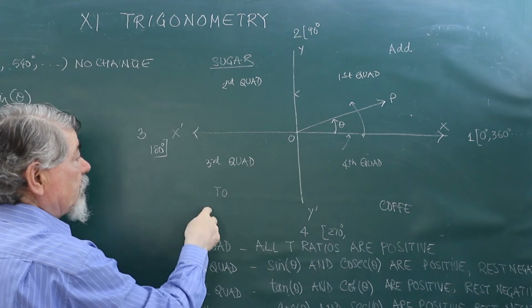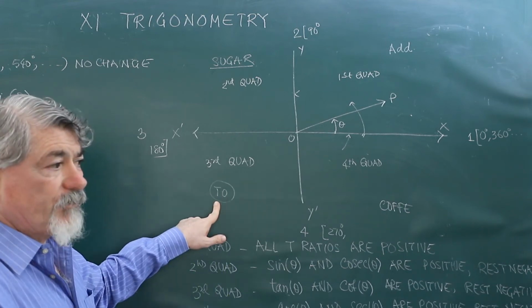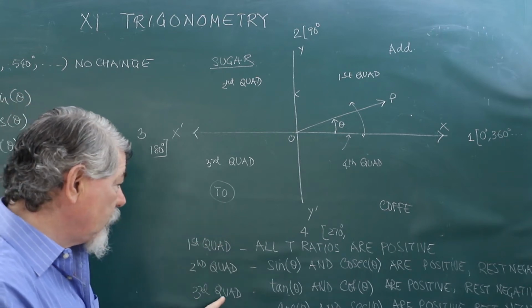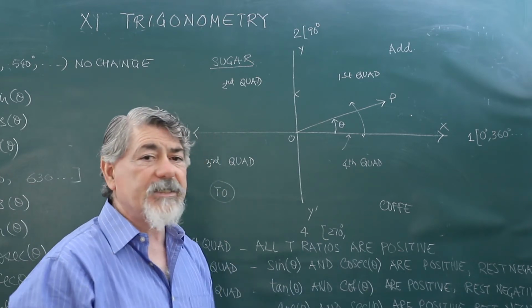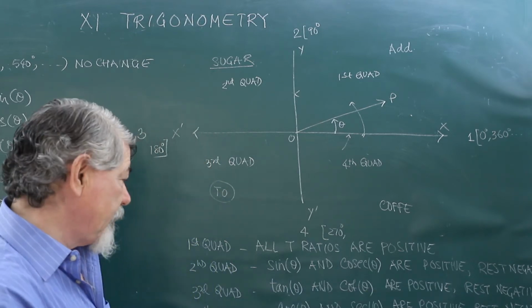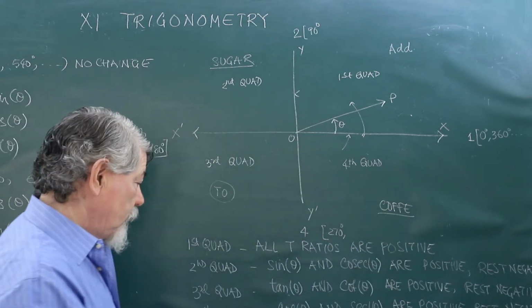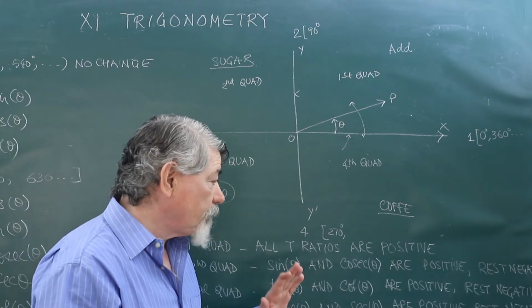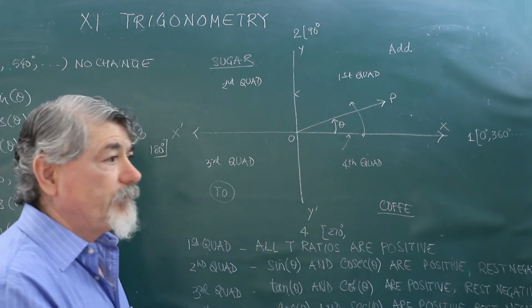When we come to the third quadrant, we wrote T-O. From the word, let us pick up the first alphabet T, that is tangent. In the third quadrant, tan theta and cot theta are positive, rest values are negative. In the fourth quadrant, I have coffee. So cos theta and sec theta are positive and rest are negative. It is a very simple way to remember.